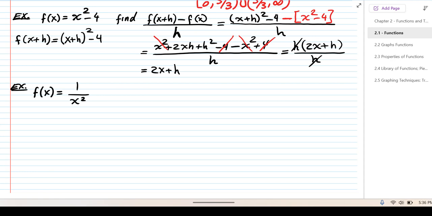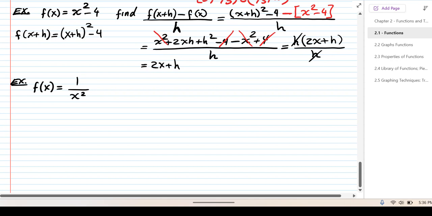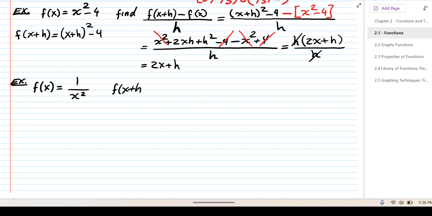Let's try one last one here. I'm going to do the same thing. We want to do the difference quotient, except I changed the function. So I need to do f at x plus h. F at x plus h, you replace x with x plus h, correct? That's what f at x plus h means. This is the function. 1 is fixed, so here's 1. What's variable is the bottom. Instead of x, you plug in x plus h.